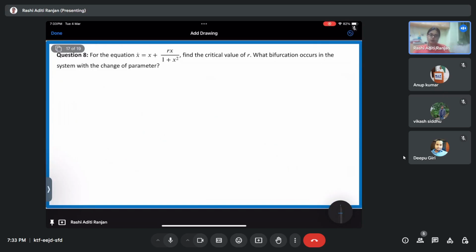Okay, now coming on to question number 8. So we have an equation and we have to find out what bifurcation occurs in the system with the change of parameter. Okay, so it is clear that the parameter is r, right? And because x is our variable that is changing with time, definitely r is the parameter. So we have to see what kind of bifurcation is actually occurring with the change of r.